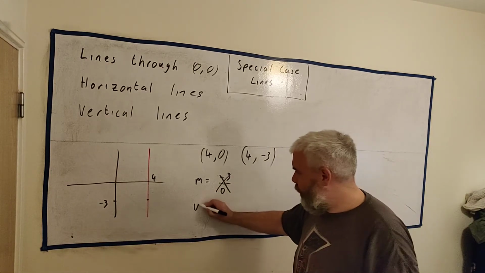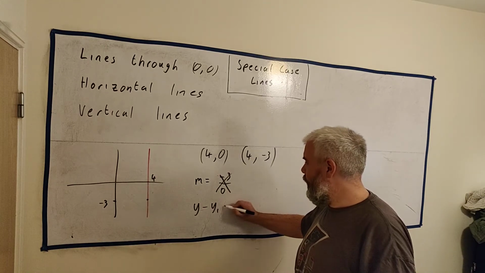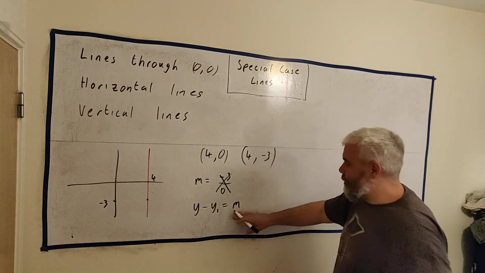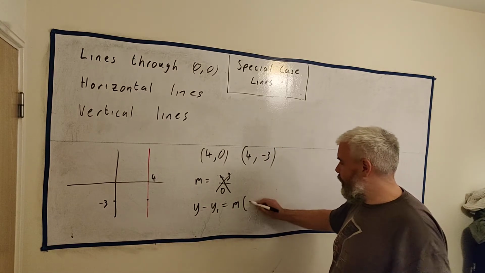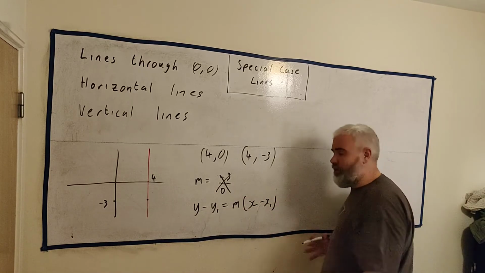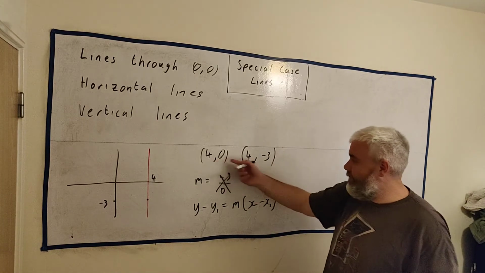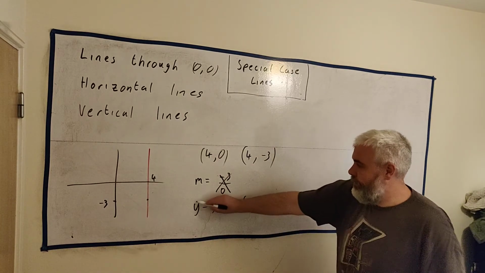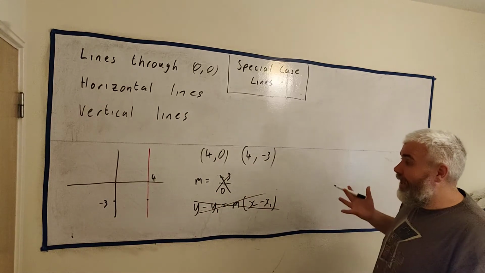See what would happen. y minus y1 is equal to m. Well, here's a problem. We don't have a number for this. This is an impossible number. So it's not going to work. x minus x1. And yeah, it all falls apart there. There's nothing I can do. I can fill in these numbers, but this is an impossible number. So nothing happens. So we can't use that way.